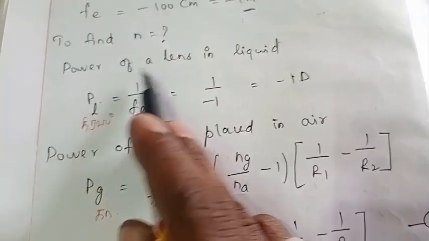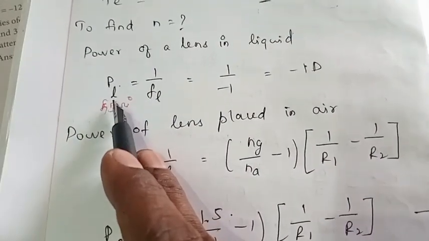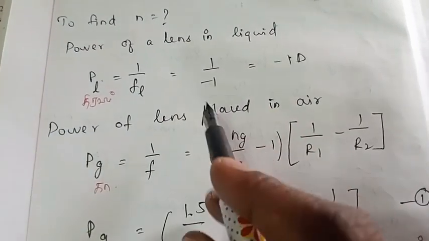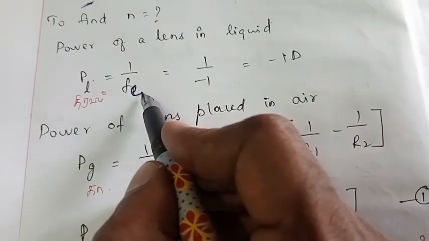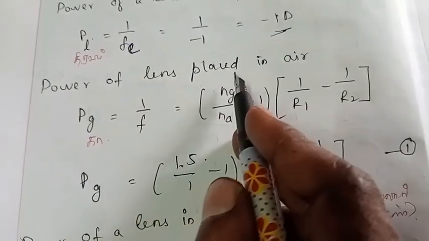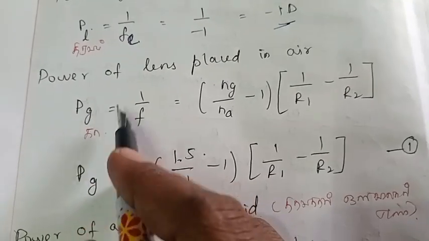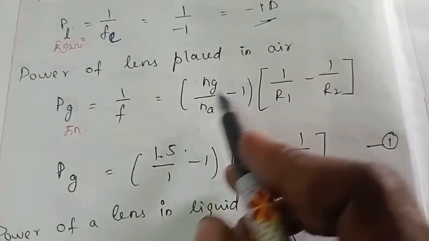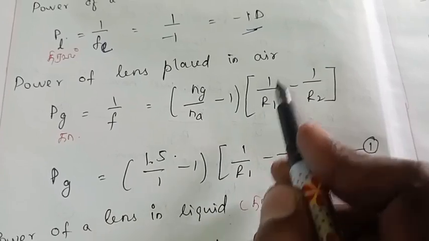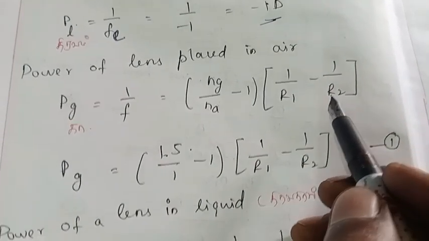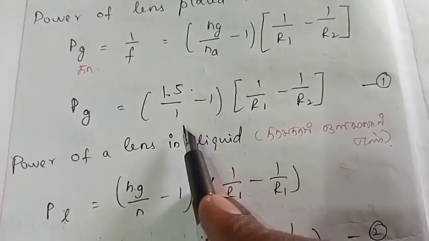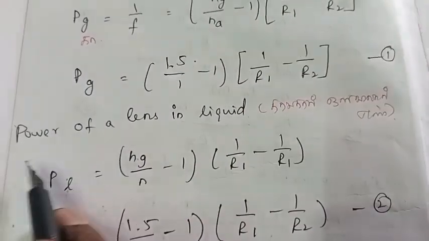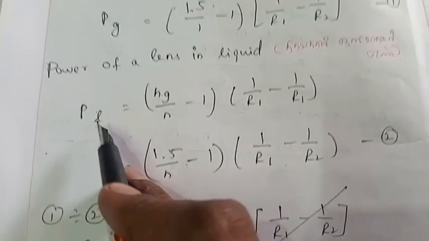So to find n, the power of a lens in liquid, PL, is 1 divided by fl. So that is equal to 1 divided by minus 1, that means minus 1 D. Power of a lens placed in the air means 1 by f, that means (Ng divided by Na minus 1) into (1 divided by R1 minus 1 divided by R2). That's all. So Pg is equal to (1.5 divided by 1 minus 1) into (1 by R1 minus 1 by R2), equation number 1. Power of lens in the liquid, PL. Okay, this one is glass, this one is liquid.